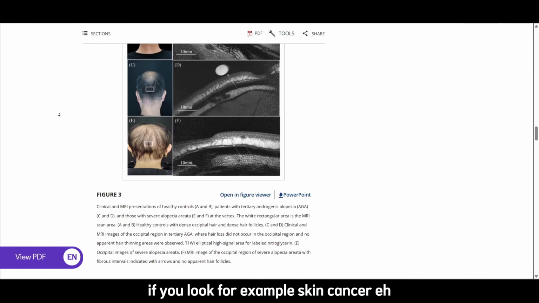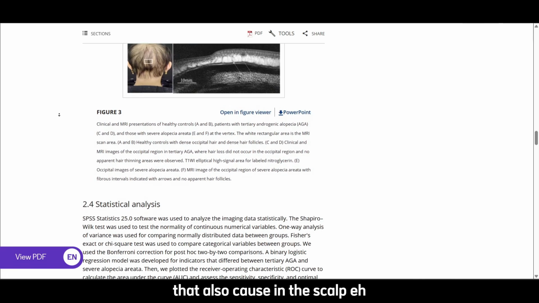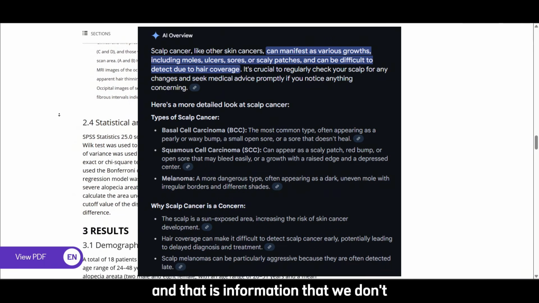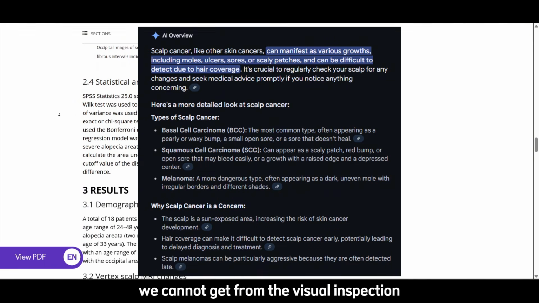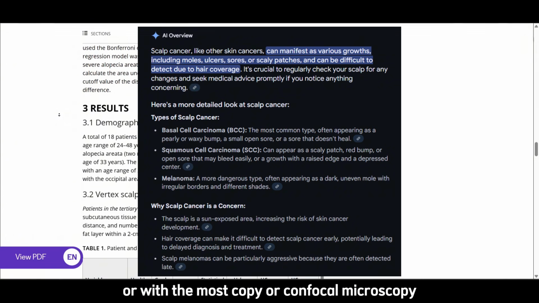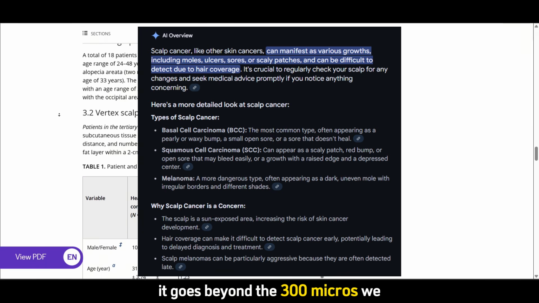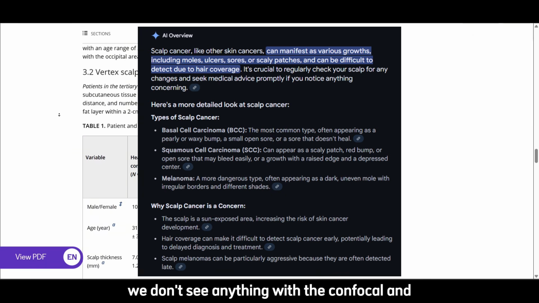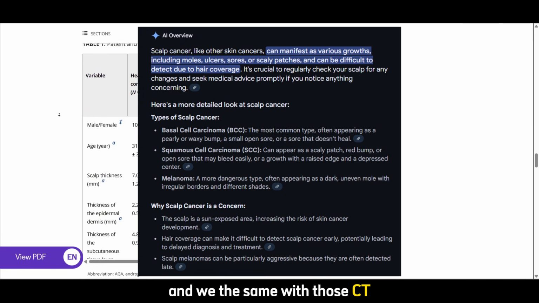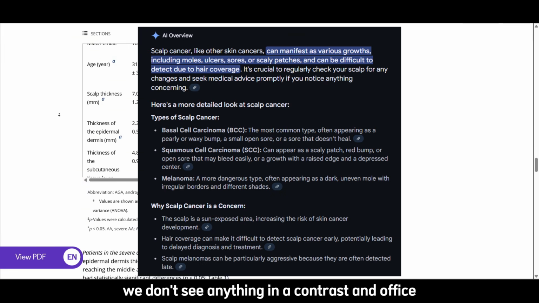If you look, for example, at skin cancer that also occurs in the scalp, it's important to know the depth of the tumor, and that is information that we cannot get from the visual inspection or with dermoscopy or confocal microscopy, because if the tumor goes beyond the 300 microns, we don't see anything with a confocal, and the same with OCT. If the tumor goes beyond the 1.5 millimeters, we don't see anything.